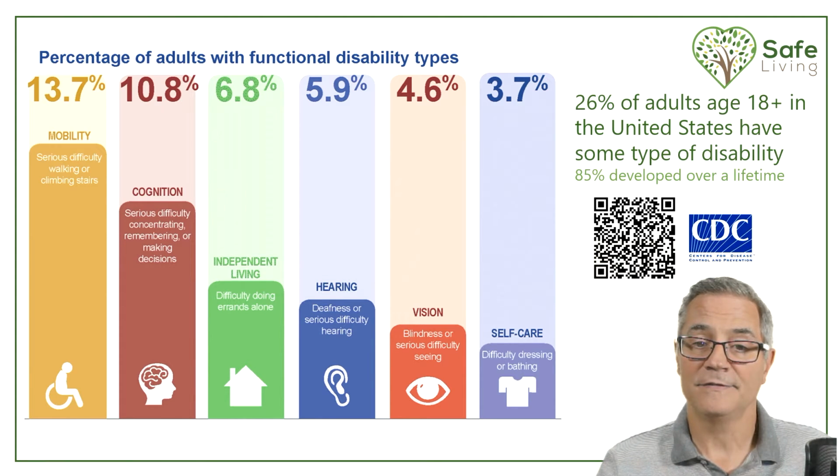10.8% have cognitive issues, which is a serious difficulty concentrating, remembering, or making decisions. 6.8% independent living, having difficulty doing errands alone. 5.9% hearing, deafness or serious difficulty in hearing. 4.6% vision, and this is blindness or serious difficulty in seeing. And 3.7% self-care, difficulty dressing or bathing. Again, this QR code will take you to the stats.